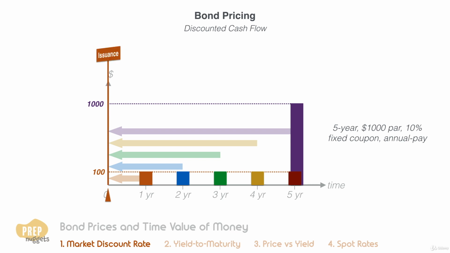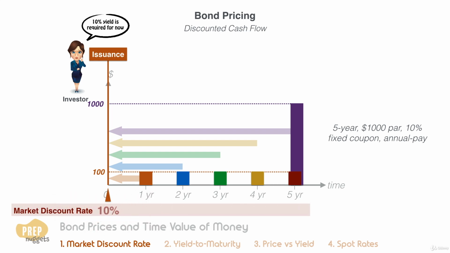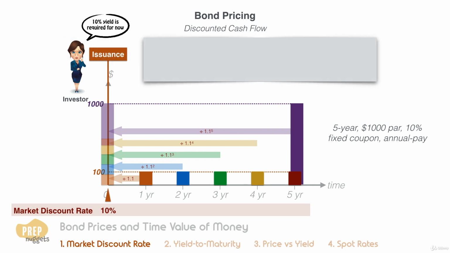At issuance, if investors determine the required rate of return for the bond is 10%, we say that the market discount rate for the bond at this instance is 10%. So, if we use the 10% rate to discount the future cash flows and add them all up, we get a price of $1,000. To calculate this value, simply add up all the future cash flows discounted by the appropriate factor.